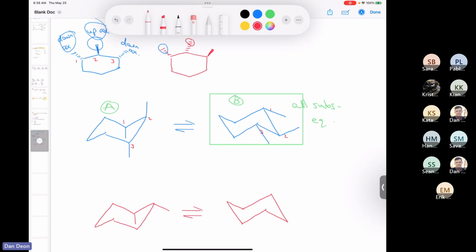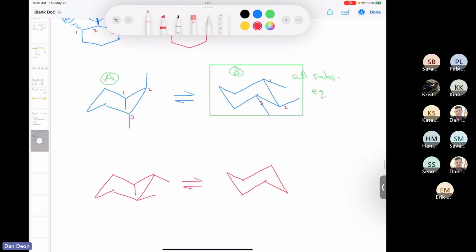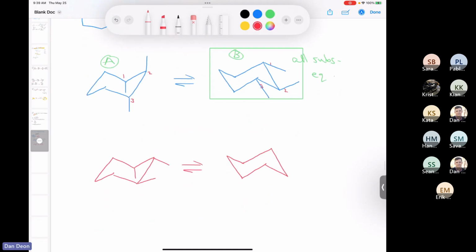Would it be up and axial or up and equatorial? The next methyl group, the one I have circled in green. Up and equatorial, absolutely. So we have down and equatorial, then we have up and equatorial. Okay, so now if I flip the ring, I'm going to give the ring a flip.